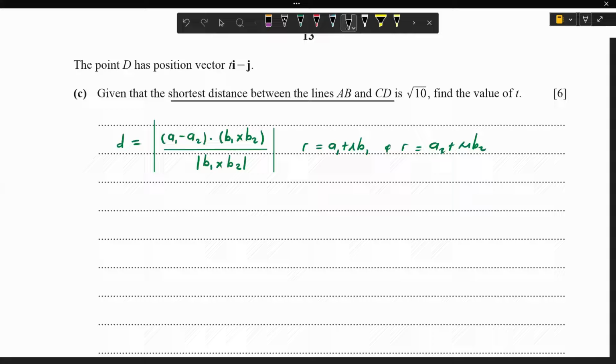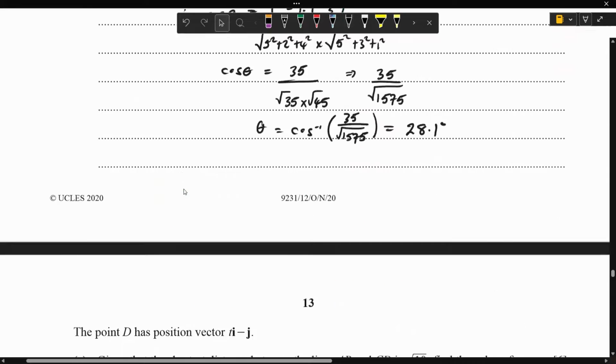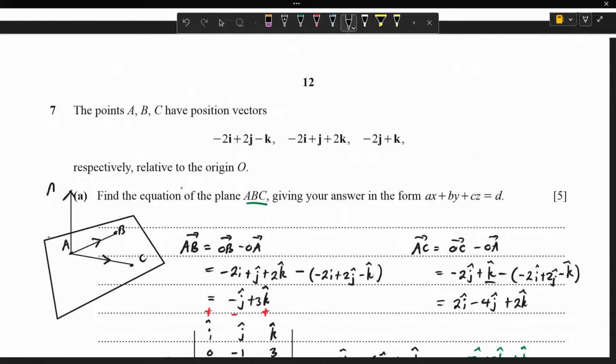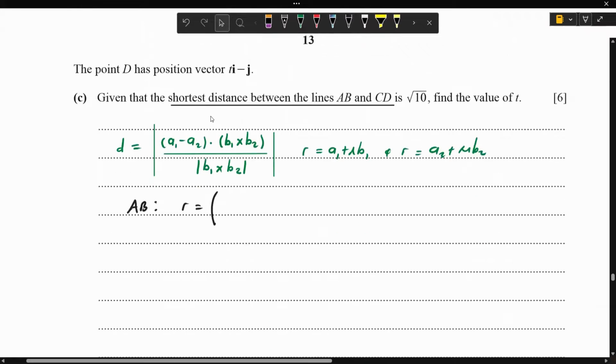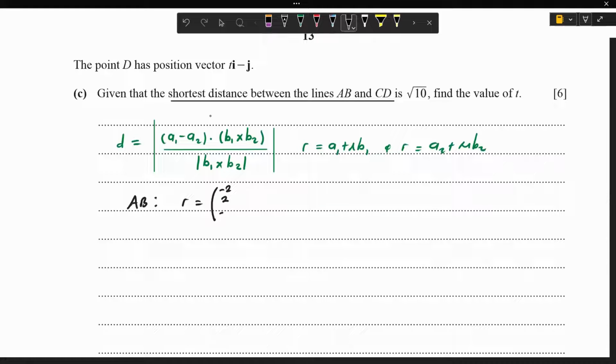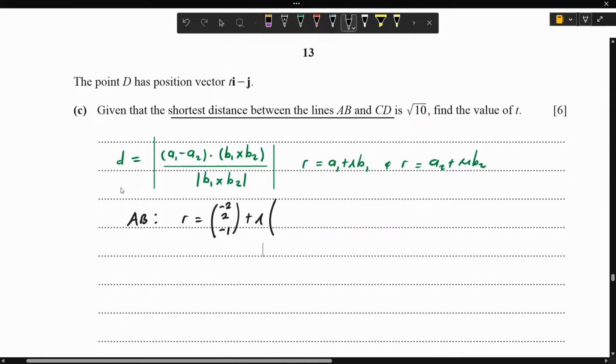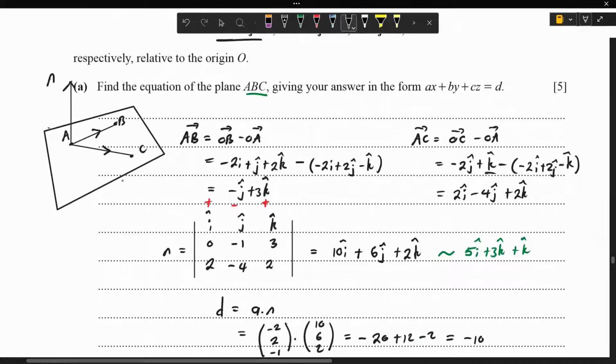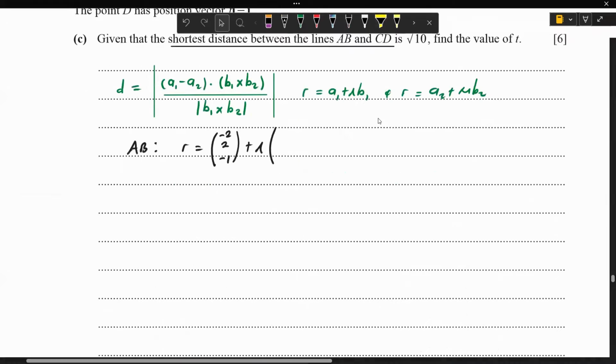So in our case, we have two lines, and the line AB has equation r is equal to a. Okay, let's take a point on the line AB. Let's take the point A. That's minus 2, 2, minus 1. So we have minus 2, 2, and minus 1. And that's going to be plus lambda of the direction vector of AB. We got it here. That's 0, minus 1, 3. So I'll have that: 0, minus 1, and 3.